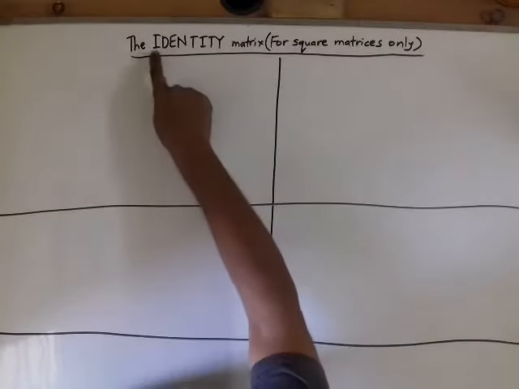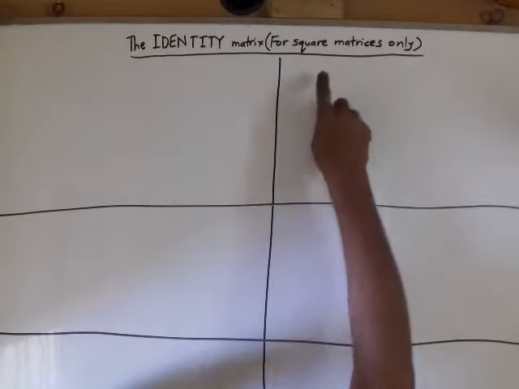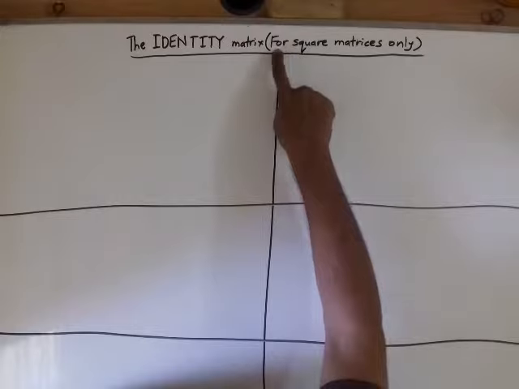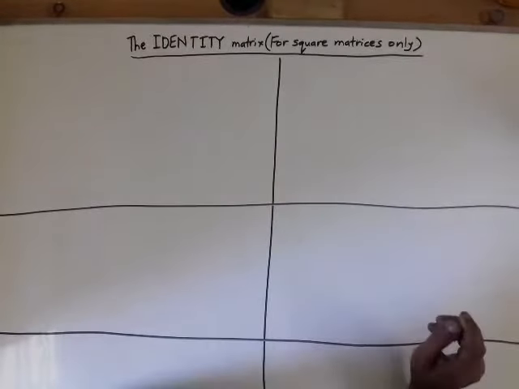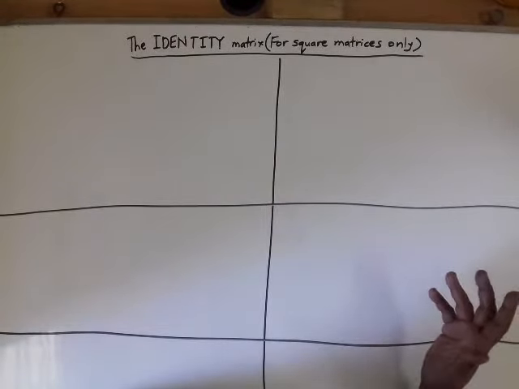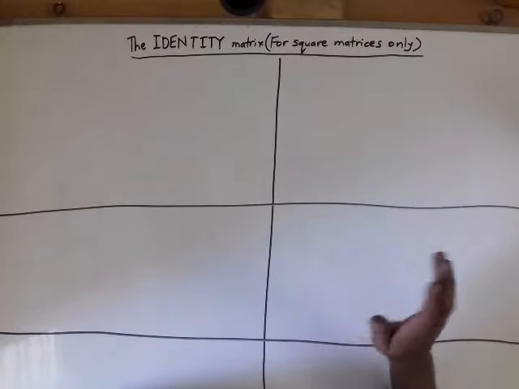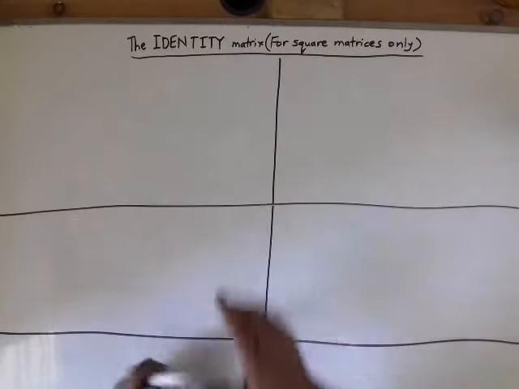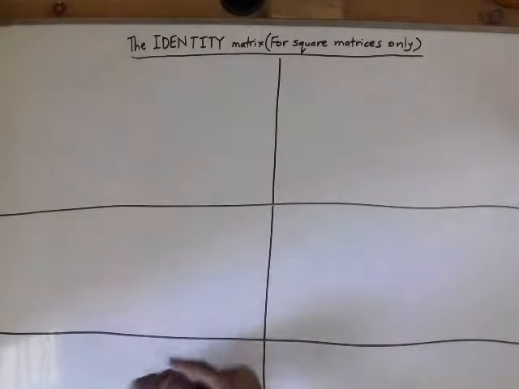We are going to take a look at what an identity matrix is, and please remember the context is square matrices only. I have not yet figured out whether identity matrices exist for rectangular matrices or not, so we are not going to even talk about that. So what is an identity matrix?